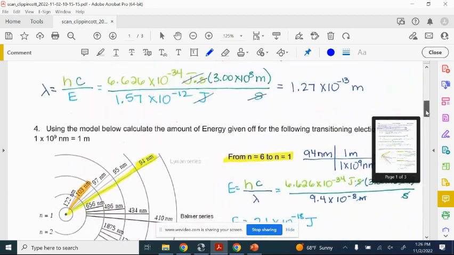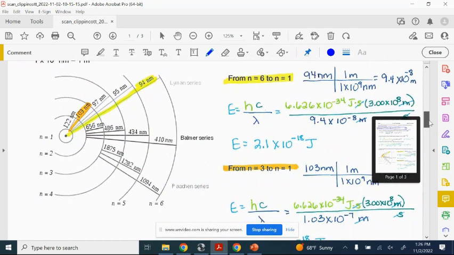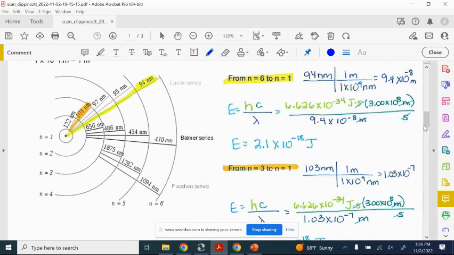Okay. All right. So number 4, tomorrow you're going to have a much more simplistic drawing here. They are asking you if n equals 6 and that electron moves to n equals 1, what is the energy given off? Well, here, if I follow this up, this is 6. And if I find where that transitions down to 1, it's this line right here. Here is n equals 1. So the transition from here to here would give off light that has a wavelength of 94 nanometers.